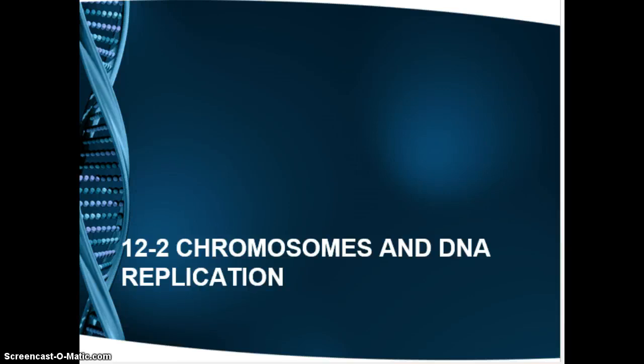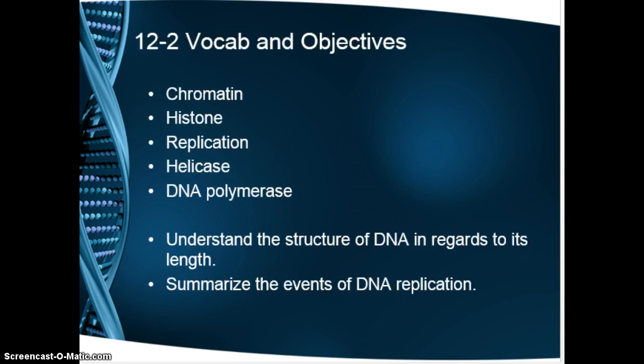Here are the notes for Chapter 12, Section 2, dealing with chromosomes and DNA replication. First, there are a couple things I want to make sure that you write in your notebook when you're taking these notes. The following are the vocab that are important to this section: chromatin, histone, replication, helicase, and DNA polymerase.